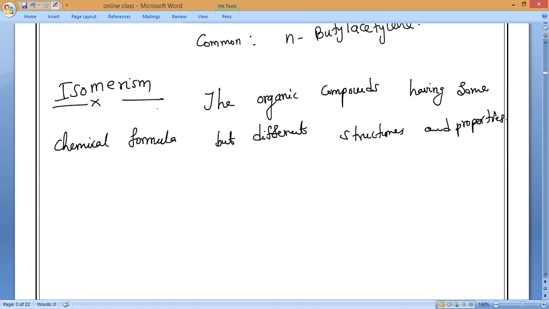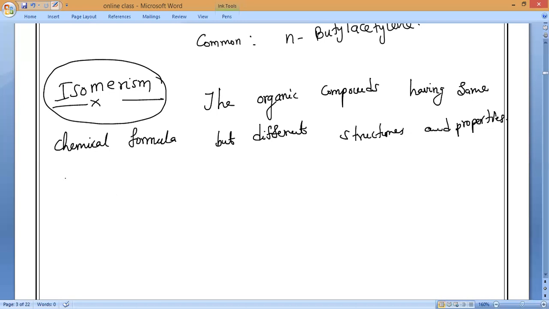This is called isomerism. Is it okay, everybody? Are all the isomers represented with the same molecular formula or different molecular formulas? Same molecular formula. That is what it is.